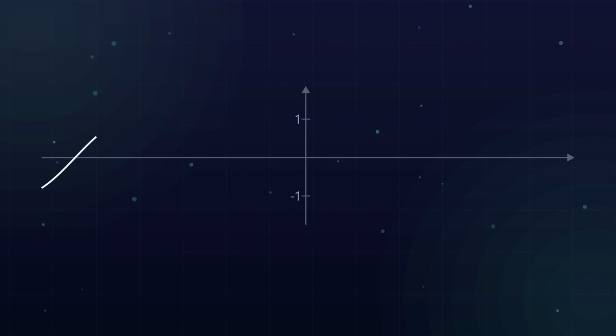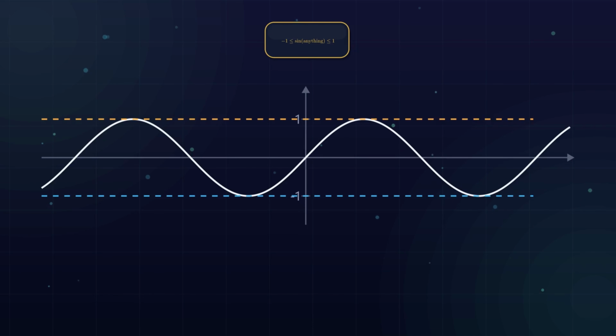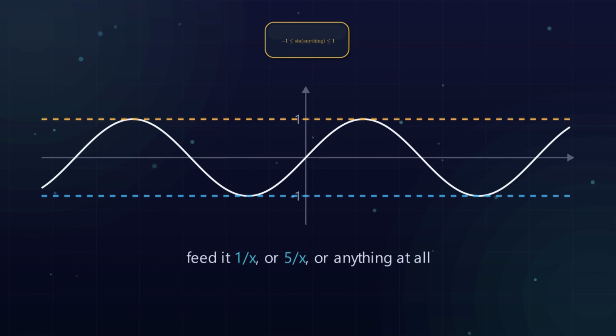Back to the monster from the opening. The key is a fact you already know, and it is the most useful fact in this entire topic. Sine of anything at all is between -1 and 1.